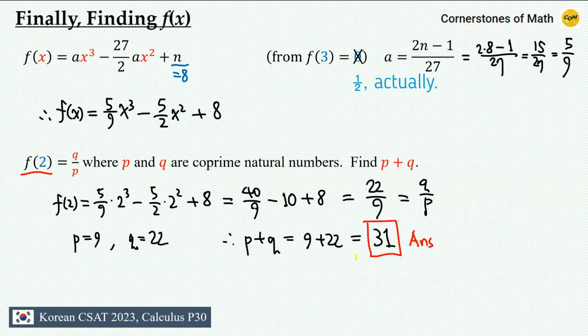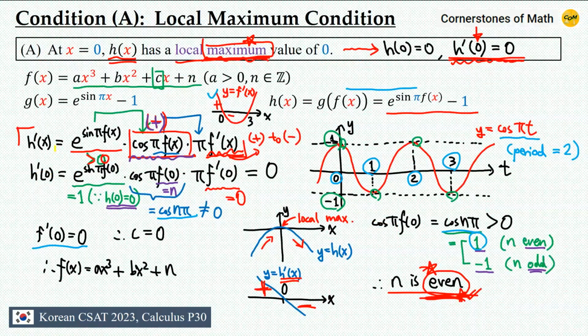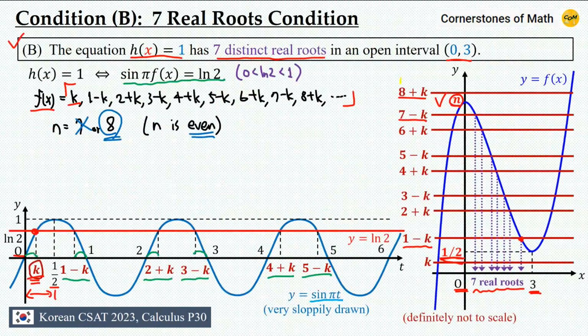Alright, so this was another challenging Korean college scholastic ability test problem. You had to have a solid understanding about the relation between the derivative and the function having local maximum at a certain point, and also about the graphical meaning of an equation having a certain number of roots, and also about the basic periodic properties of the trigonometric function.